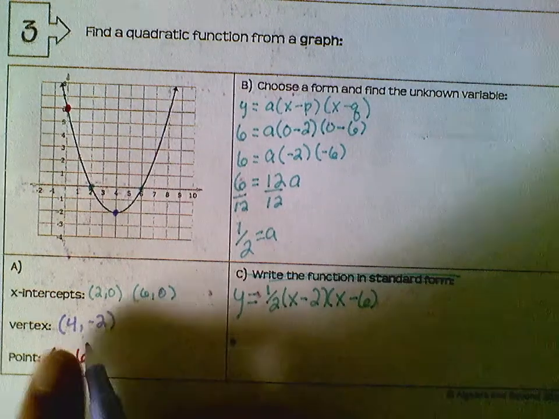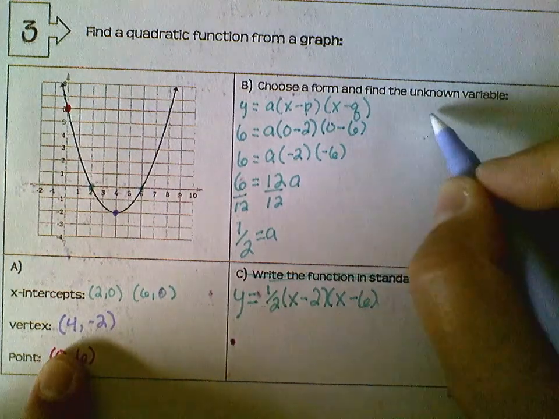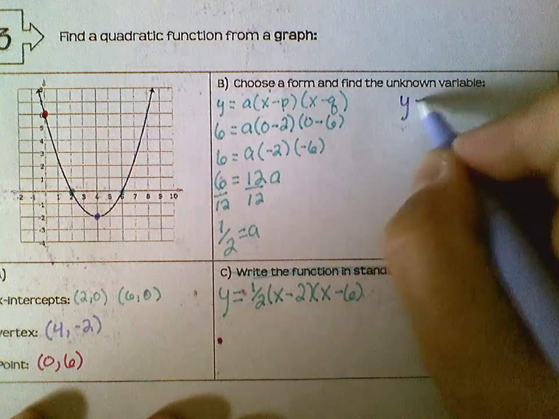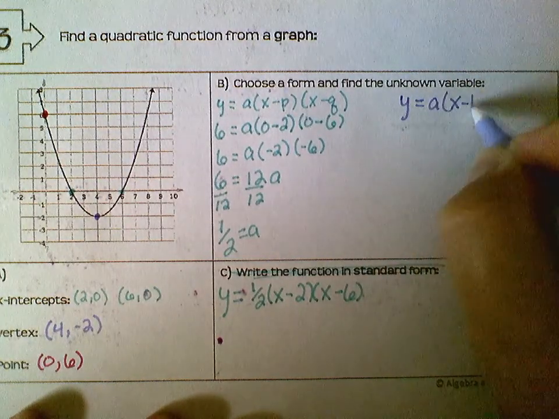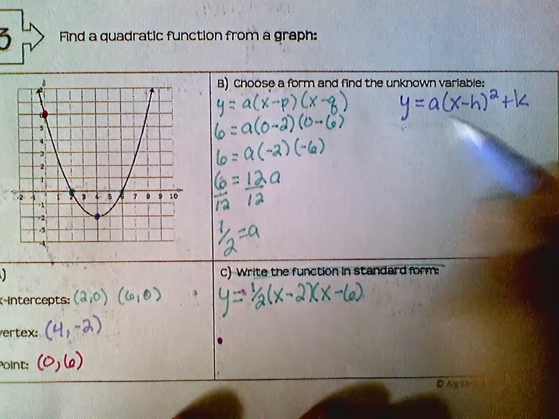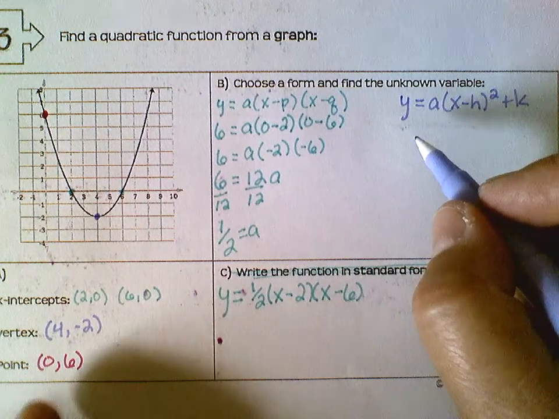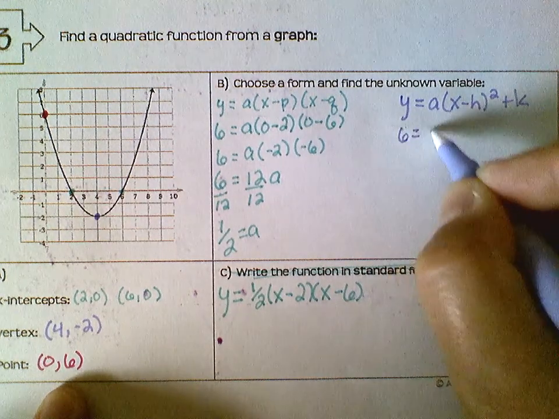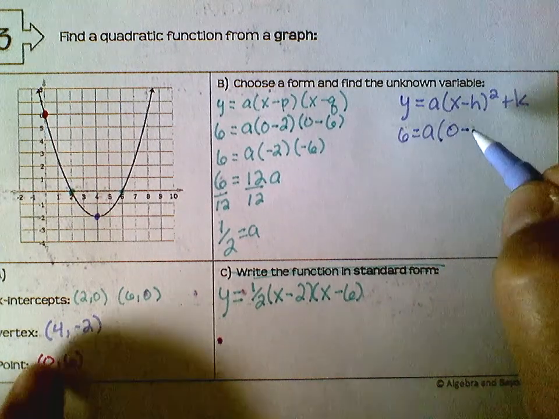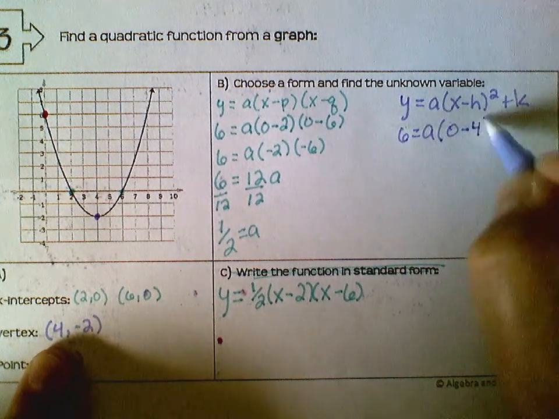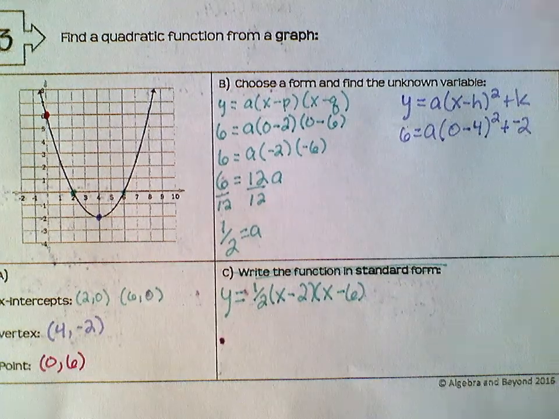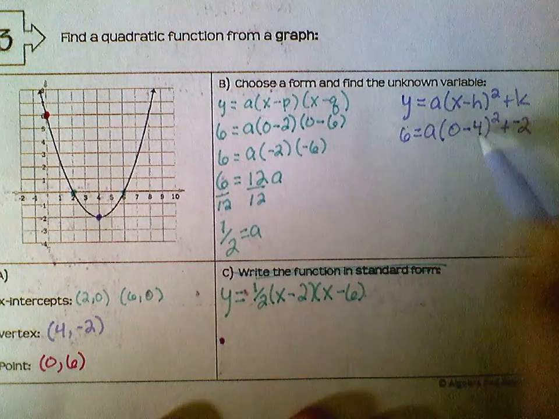Then we have our vertex form. So I'm going to come over here and I'm going to do my example in vertex form. y equals a times x minus h squared plus k. So for my y, I have 6. I don't know a. For my x, I have 0. For my h, I have 4 squared plus negative 2. So 0 minus 4.